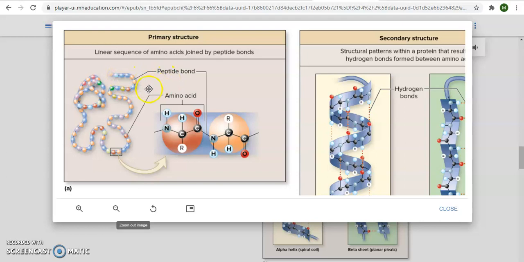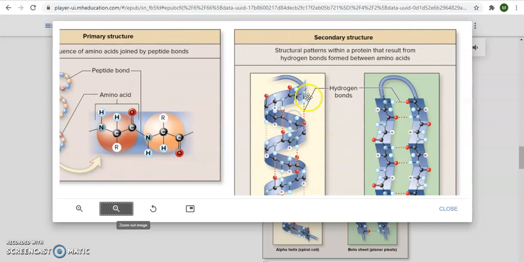But that's not the shape that the protein is going to remain in the human body. So after they get these long chains or linear sequence of amino acids all linked together, the chain will fold along itself. Remember that we talked about this when we talked about hydrogen bonds. It'll be hydrogen bonds that hold different sections of this linear sequence of amino acids with another segment of it. And it can do it in a couple of ways.